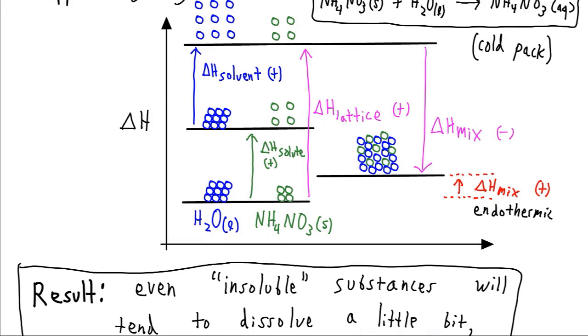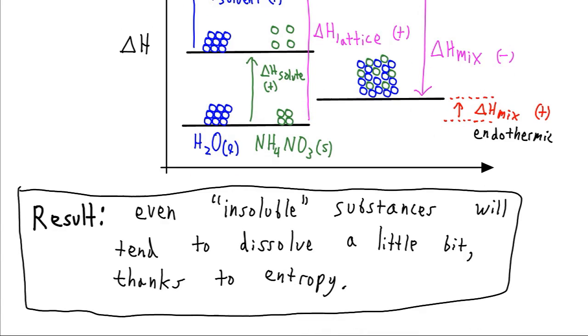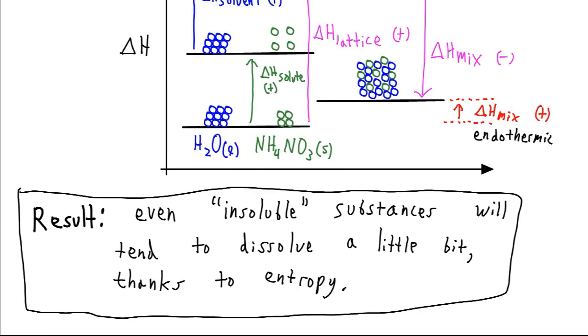So our conclusion here is that even our insoluble substances, even things that don't necessarily want to mix together for energetic reasons, will tend to dissolve, in some cases at least a little bit, thanks to this entropic favorability. It can provide just a smidge of that energy difference that we're missing. And in fact, you can even use this solvation process to drive motors or other things. Entropy has some energetic effects which are important.